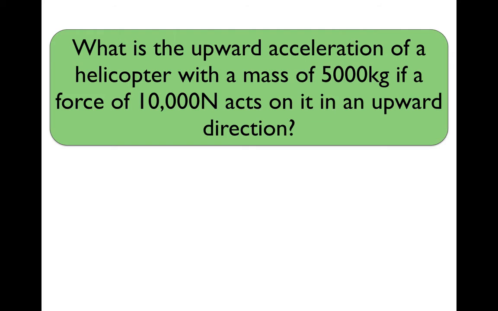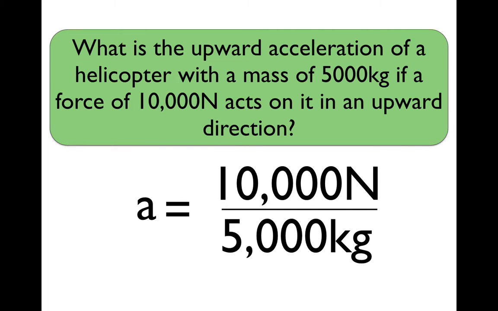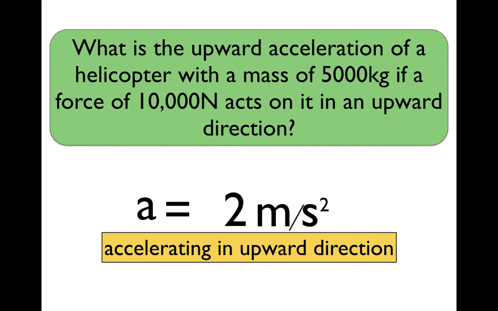Okay, so let's take a look at our helicopter example. What is the upward acceleration of a helicopter with a mass of 5,000 kilograms if the force is 10,000 newtons? The upward force is 10,000 newtons. So again, I identify my givens. Force is 10,000 newtons. My mass, 5,000 kilograms. And now I can just do my arithmetic, and I end up with 2 meters per second squared. So my helicopter is accelerating in an upward direction at 2 meters per second squared.